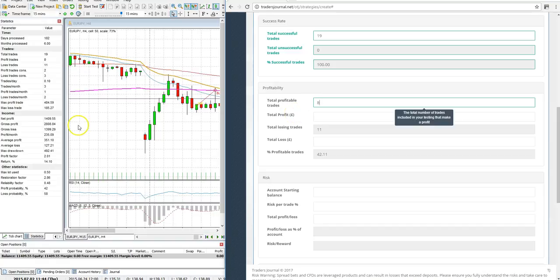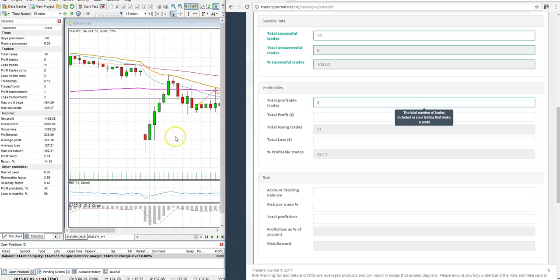Now then, we need to come down here to gross profit, because gross profit is our total profit, and then gross loss is our total loss. And above them you can see net profit. So that's our net profit. That's what we end up with at the end of 6 months. For the purpose of this particular strategy, it was a £10,000 account using 1%. So if we multiply that by 2, we'd be looking at about a 30% return annually using this strategy.